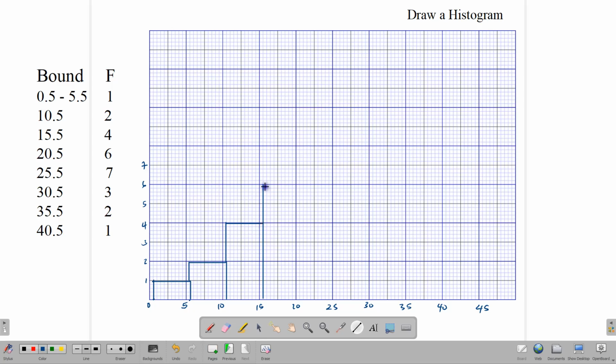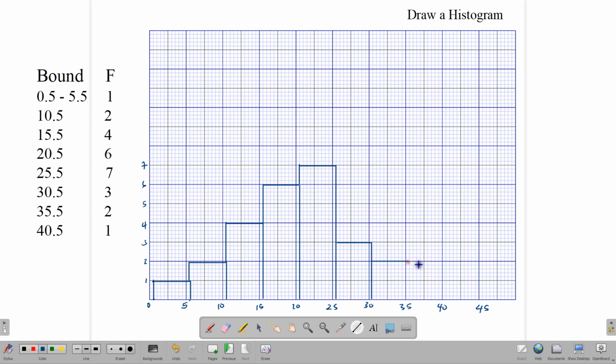We extend that one a little bit. 20.5 will be there to 6. And drop that one down to 20.5. 25.5 to 7. And we do the same thing. So you just move your ruler around and draw your histogram. And we have 3 more: 30.5 to 3. 1, 2, 3. Very good. That's it there. 30.5 to 3. 35.5 to 2.